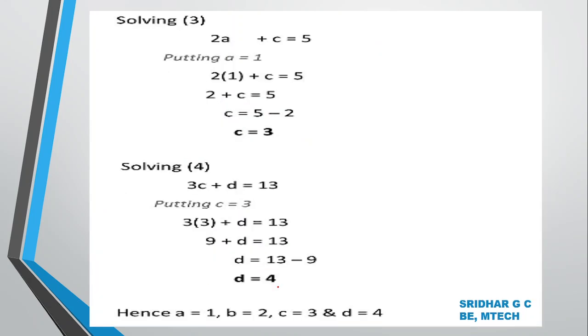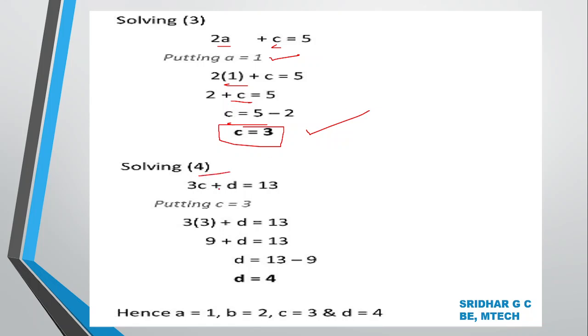Clear? Next, solving for equation 3. Here we know the value of a, we don't know c. Substitute the a value. A value is 1. Now substitute in this equation, 2 into 1, 2 plus c. So 2 plus c is equal to 5. Solve for c. c equals 5 minus 2. That means c equals 3.